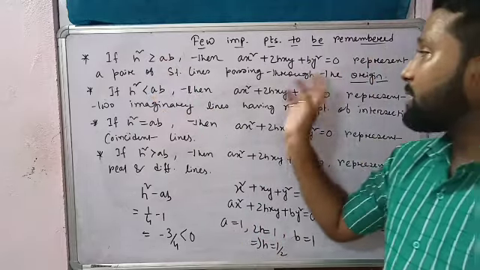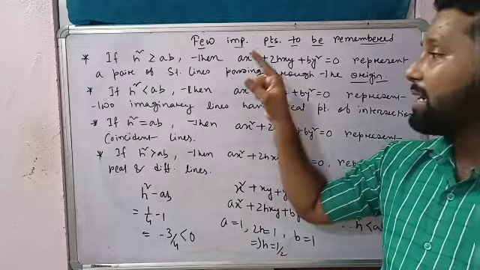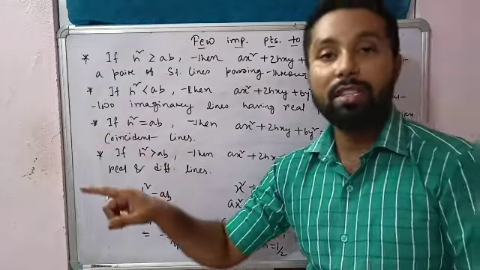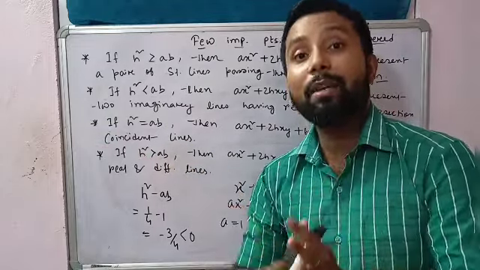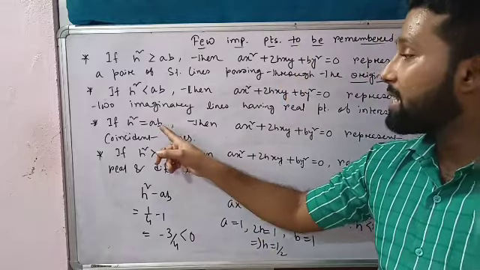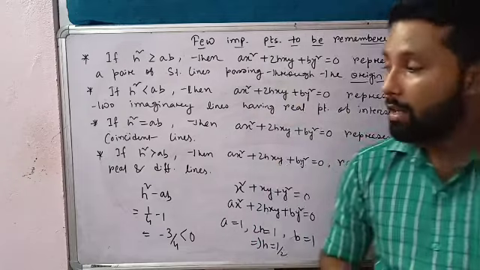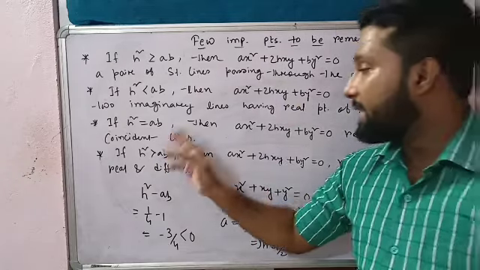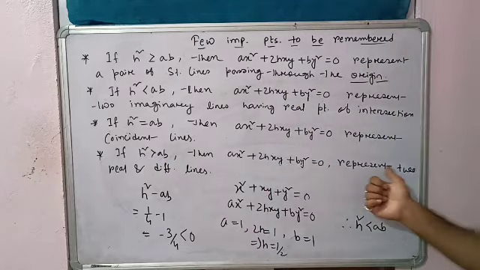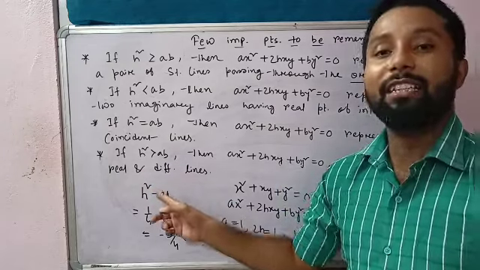ठीक है, h स्क्वायर ग्रेटर देन इक्वल टू ab होने से क्या रिप्रेजेंट करेगा? The pair of straight lines passing through the origin. h स्क्वायर लेस देन ab होने से क्या होगा? Those lines represent imaginary lines. If h square is equal to ab, then those lines represent coincident lines. If h square is greater than ab, then those lines are real and different lines.